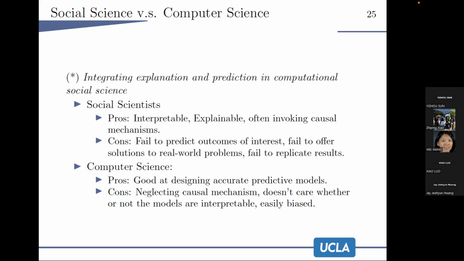But the cons are that traditionally, we neglect some of the causal mechanisms. Studying causality in computer science can be a very large challenge. And we don't usually care whether or not our models are interpretable. Sometimes it's a black box, or sometimes we do have some reason for that design, but we don't care that much about whether or not every detail is explainable.